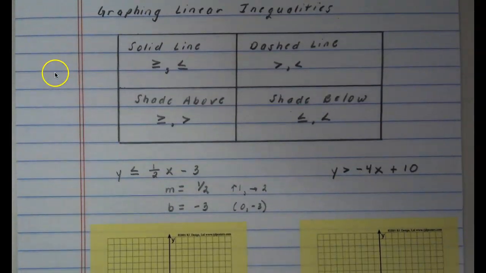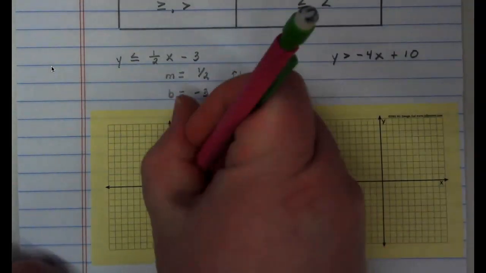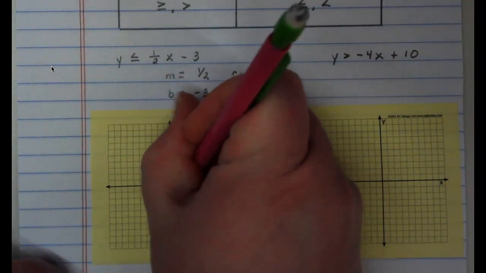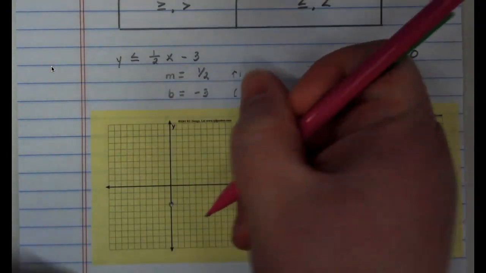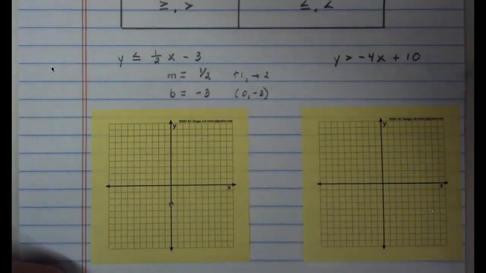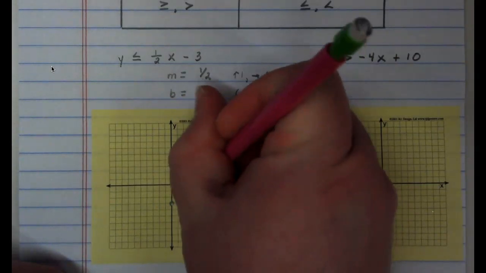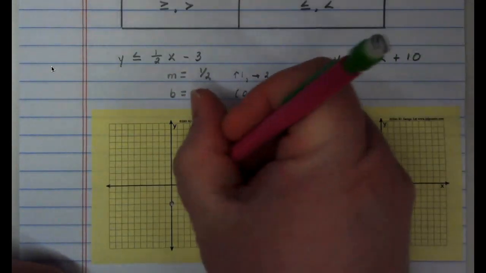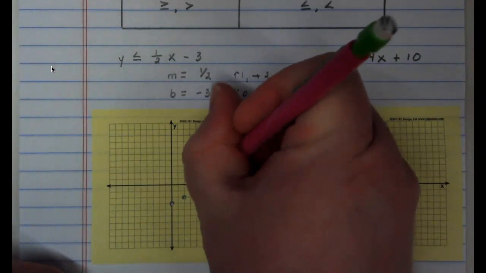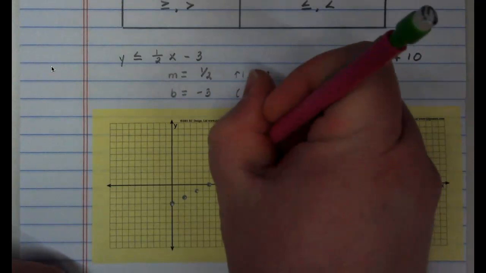So here we go. I'm going to start by putting a point at 0, -3. And then I'm going to move up 1, right 2, and every time I'm going to put a point. Up 1, right 2. Up 1, right 2. Up 1, right 2. And I keep going.